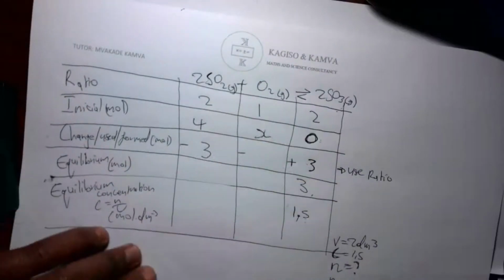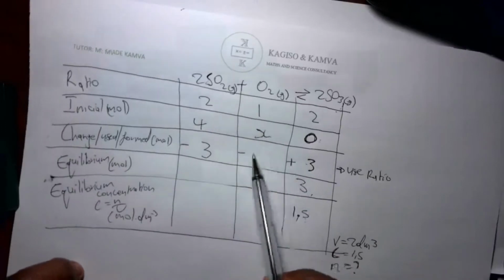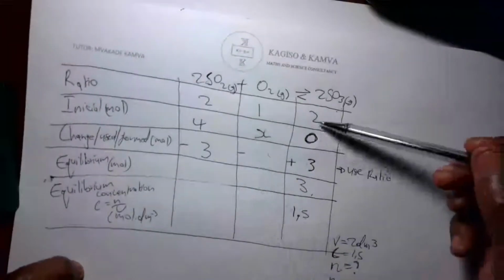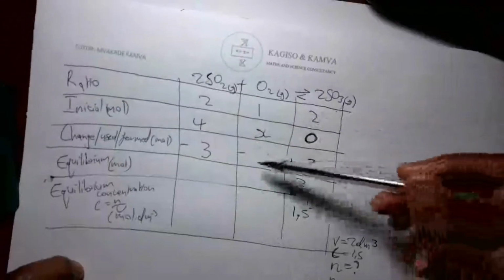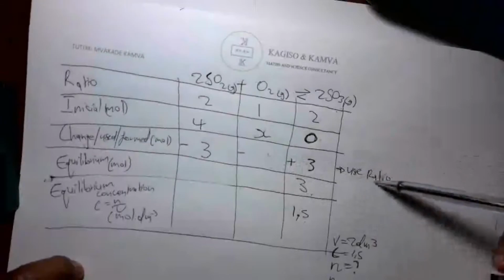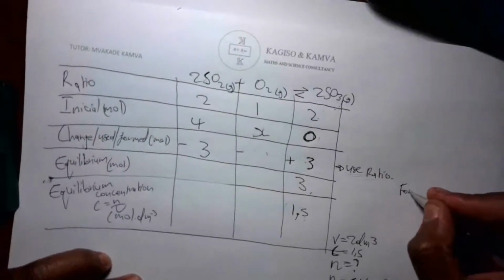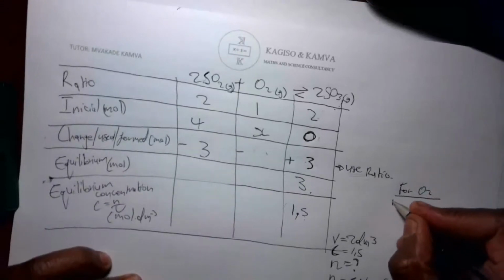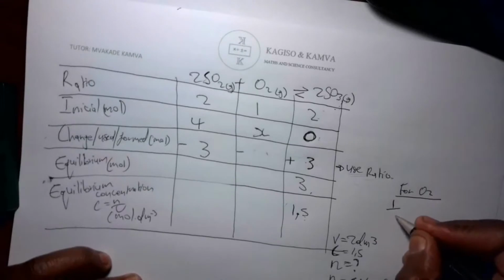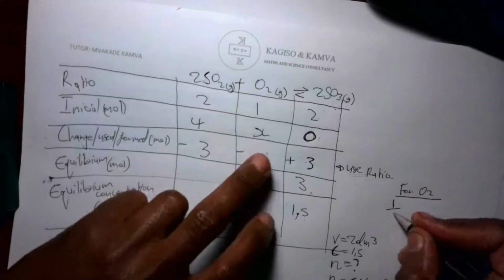Now we are looking for this one. This one is not known to us, but we know the ratios, and we've got a value there. Now we can find that using the ratio. So for O2, we're just going to say 1 over, and let's just call this K.